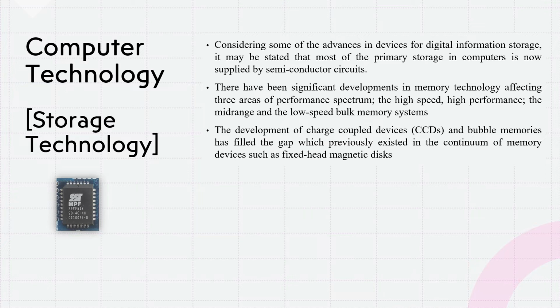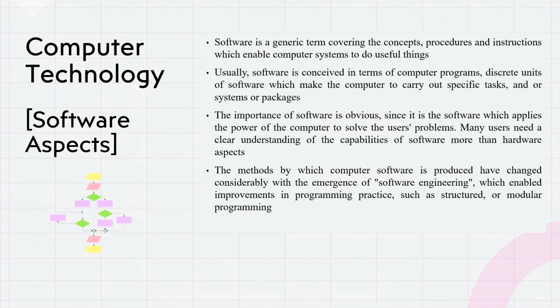Coming to software aspects, software is a generic term covering the concepts, procedures, and instructions which enable computer systems to do useful things. Usually, software is conceived in terms of computer programs, discrete units of software which make the computer carry out specific tasks, and or systems or packages. The importance of software is obvious since it is the software which implies the power of the computer to solve the user's problems. Many users need a clear understanding of the capabilities of software rather than hardware aspects.